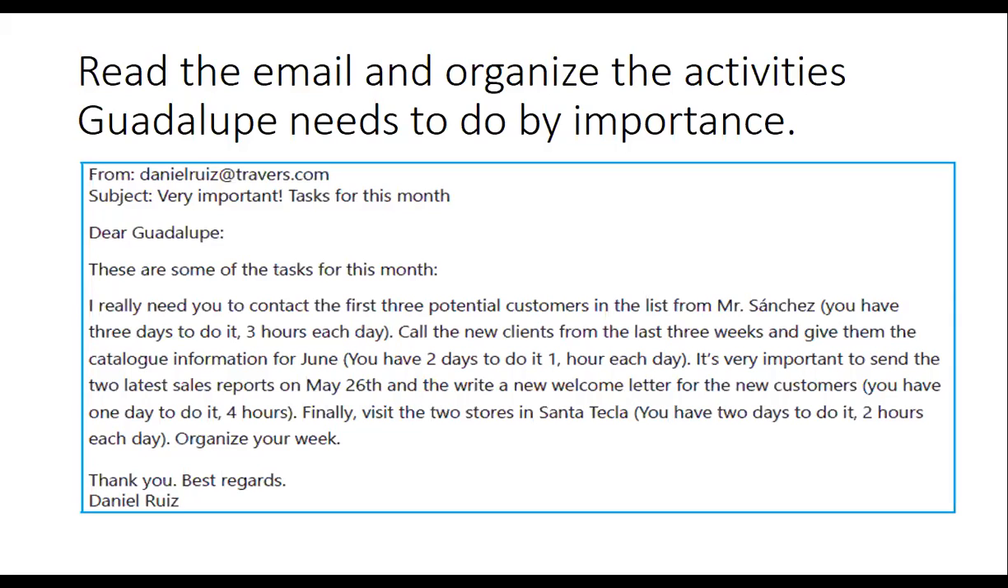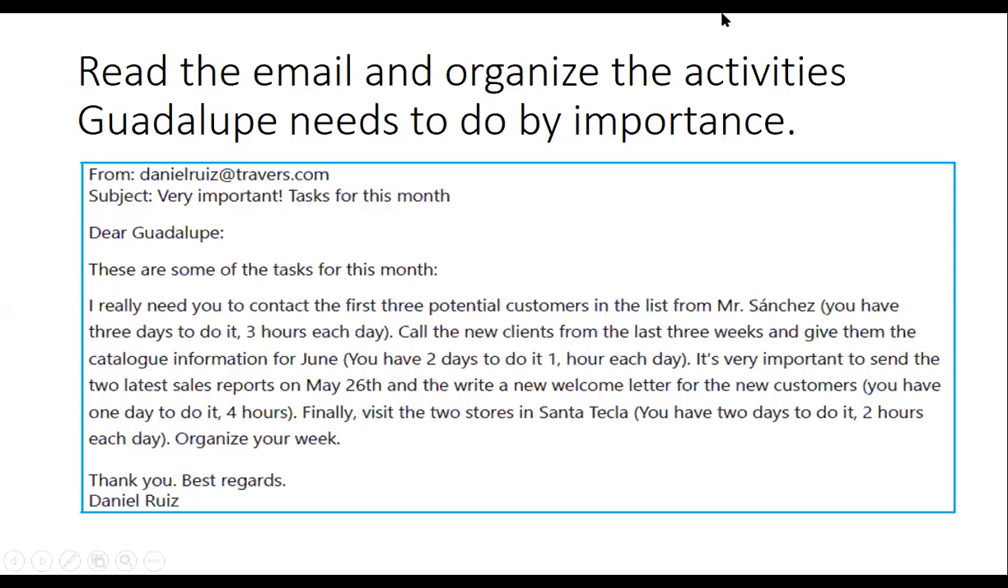Ahí vemos que es organizar tu semana, que todo te salga perfecto, right? That's what bosses do to us, right? They give us a lot of work and then we have to organize or prioritize our things. What thing do I have to do first? What thing do I have to do second? And so on. Now, based on this email, what do you think she has to do first?